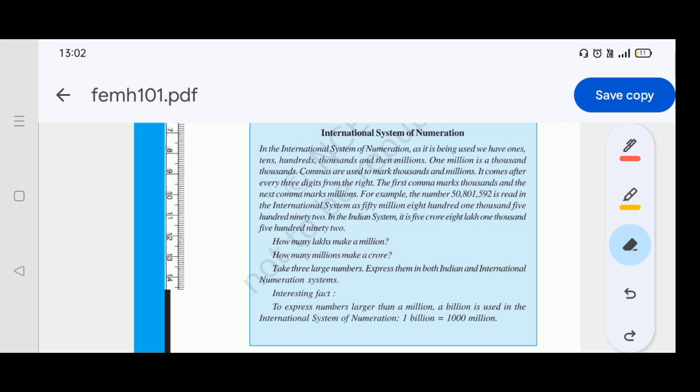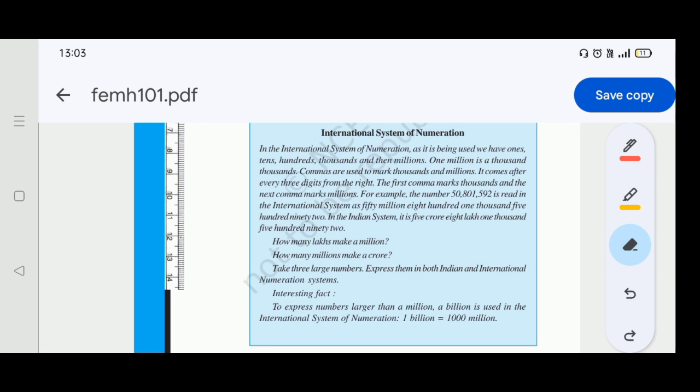Till now we have written numbers and number names in terms of the Indian system of numeration. Now we are going to study the international system of numeration. In the international system of numeration, we have ones, tens, hundreds, thousands, and then millions. 1 million is a thousand thousands. Commas are used to mark thousands and millions. A comma comes after every 3 digits from the right. The first comma marks thousands and the next comma marks millions.